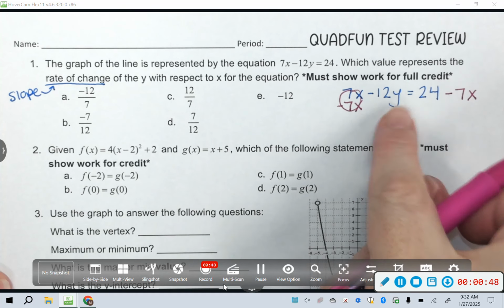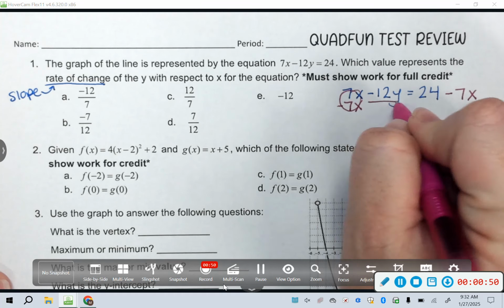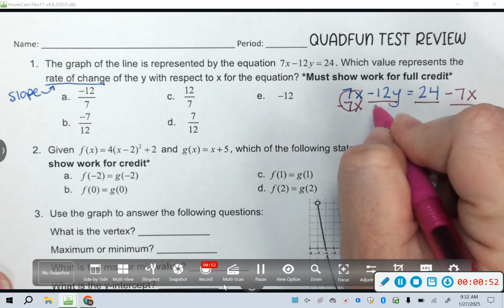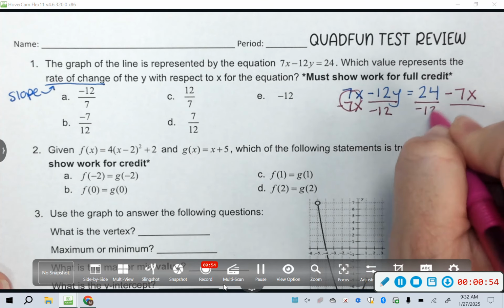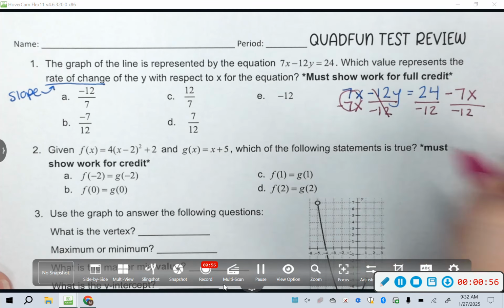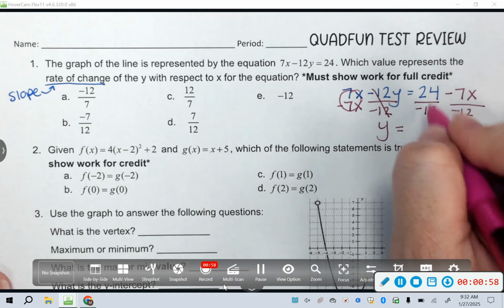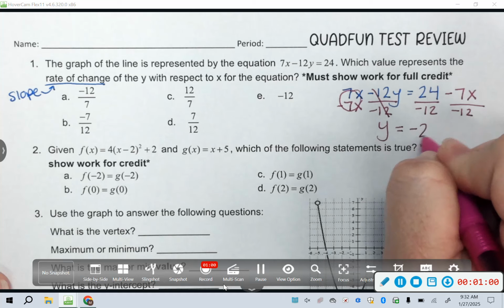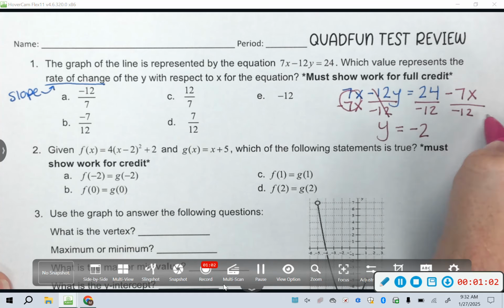And now to get y all alone, I have to divide by what's in front of y. So divide everything by what's in front of y, which is negative 12. So that cancels, and I'm left with y equals 24 divided by negative 12 is negative 2. Negative 7x over negative 12.